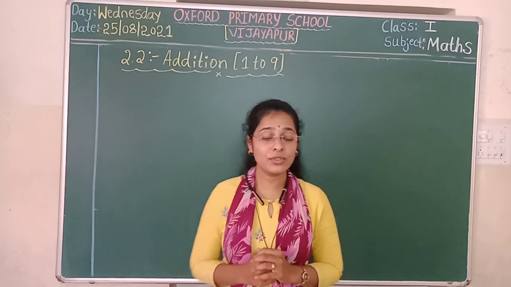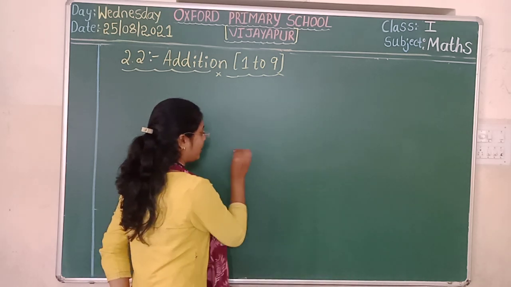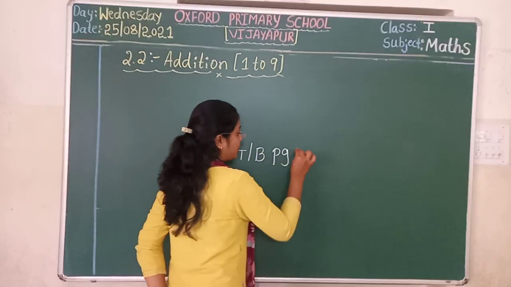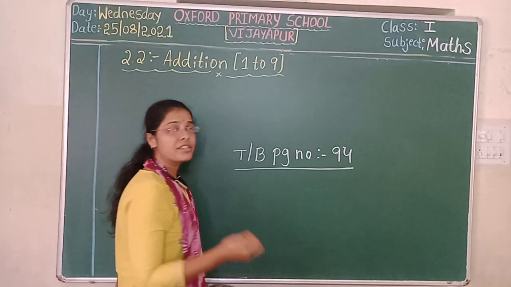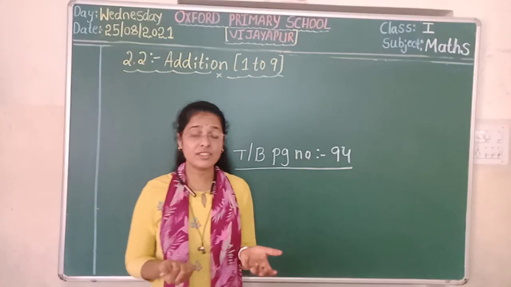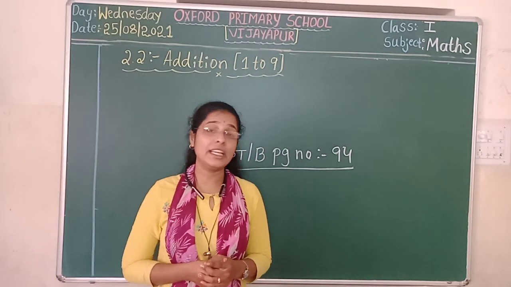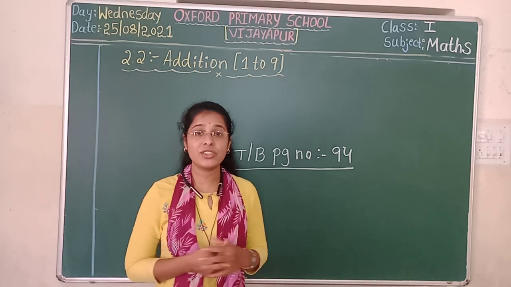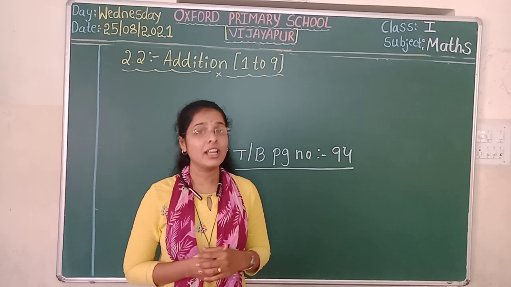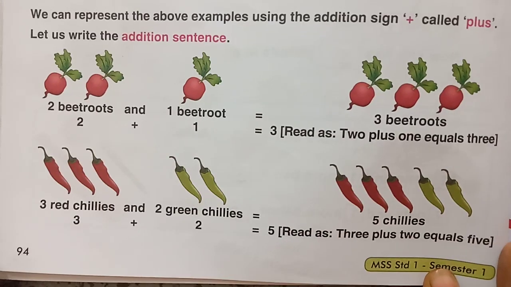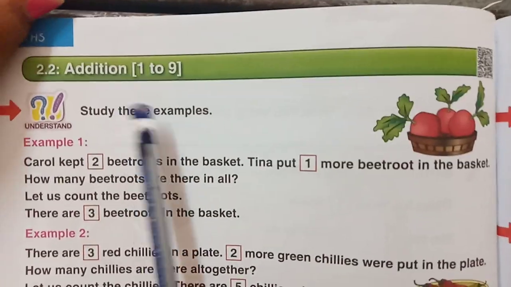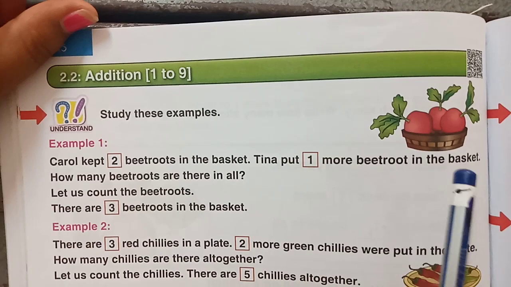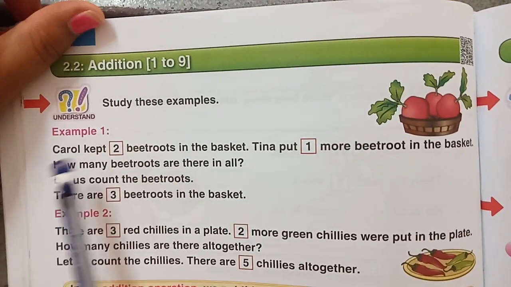Okay kids, what do you have to do? Now we open the textbook, page number 94. On this page, we have addition stories. We have beautiful pictures of beetroot and chilies, green and red chilies. With the help of these pictures, let us learn about addition. So children, open this page. See children, page number 94. This is about addition. Exercise 2.2, addition from 1 to 9. Study this example. With the help of this picture, we will see example number 1.